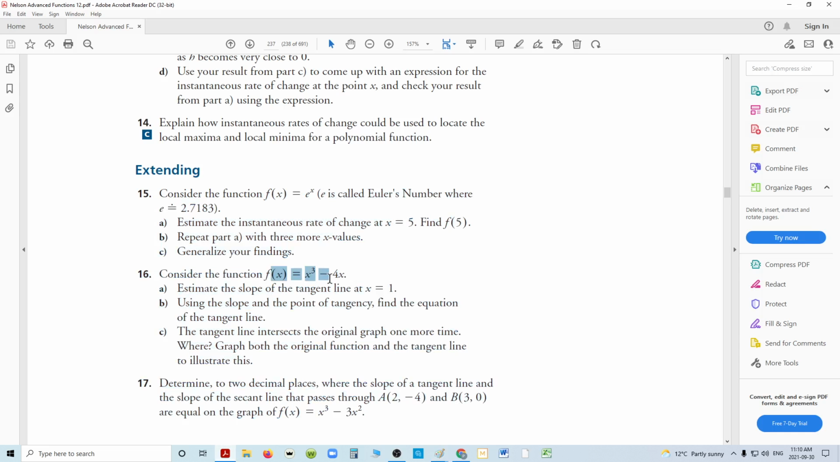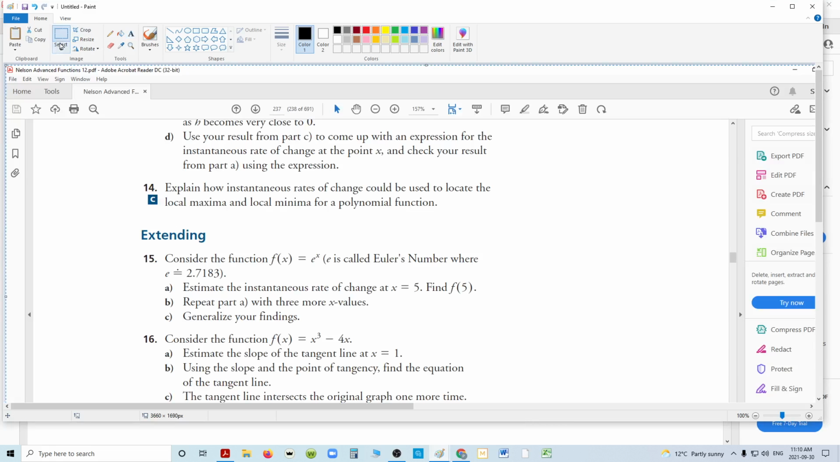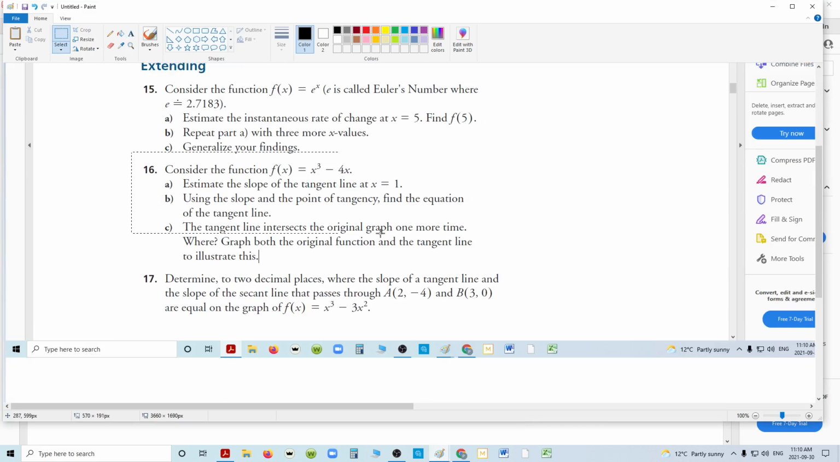Consider the function here. Estimate the slope of the tangent line at 1. Use the slope and the point of tangency. Find the equation of the tangent line. Tangent line intersects the original graph one more time. Where? Interesting. Graph both the original function and the tangent line to prove this. That's a good thing to do. So we're going to forget all about e, but e is very important in later graphs, and we're going to move on to this question.